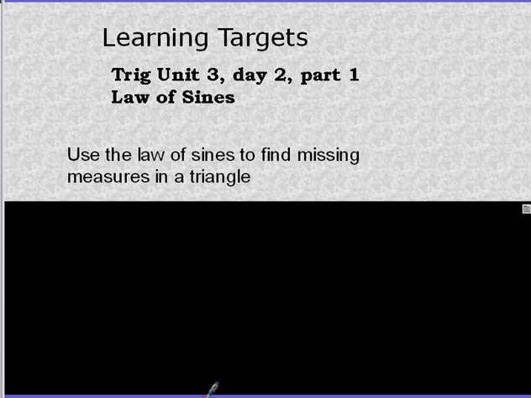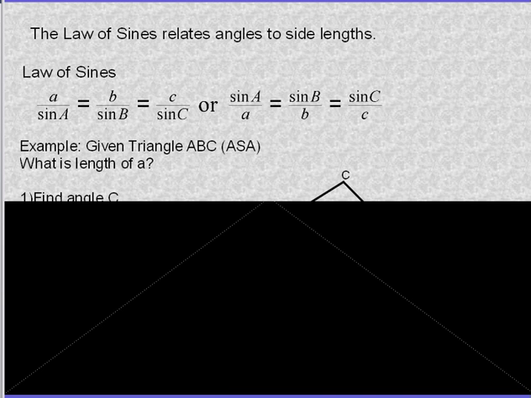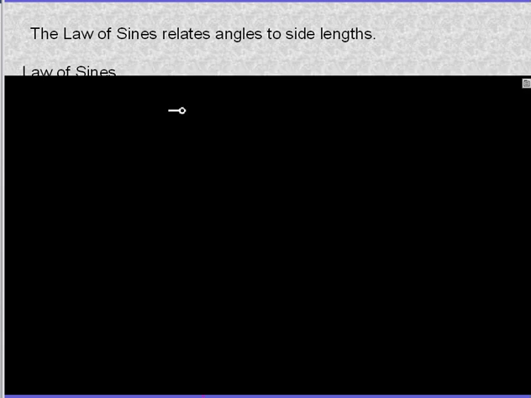All right, other than that, today is very much like yesterday. You're going to get a formula and you're going to plug the right things in the right places and get an answer. So we're going to use law of sines to find missing measures. In the past I've gone through how it's derived and I get funny looks, so I'm going to skip that part, but it relates angles to their side lengths.